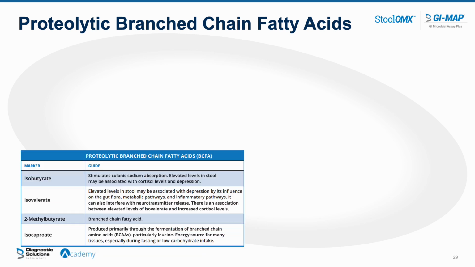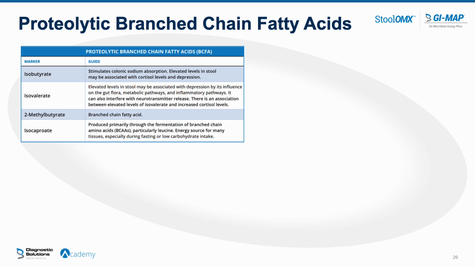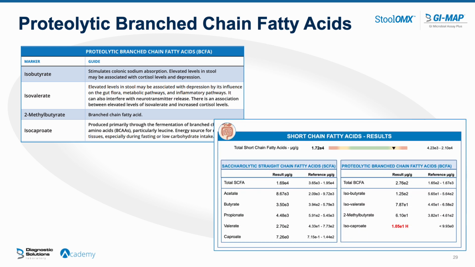The table on the left shows the proteolytic branch chain fatty acids and some of their characteristics. The image on the right shows how this is displayed on page 1 of our StoolOMX. For this patient, you can see proteolytic branch chain fatty acid isocaparate is high. This can be associated with proteolytic fermentation commonly of the amino acid leucine when a patient is fasting or has a low carbohydrate intake.